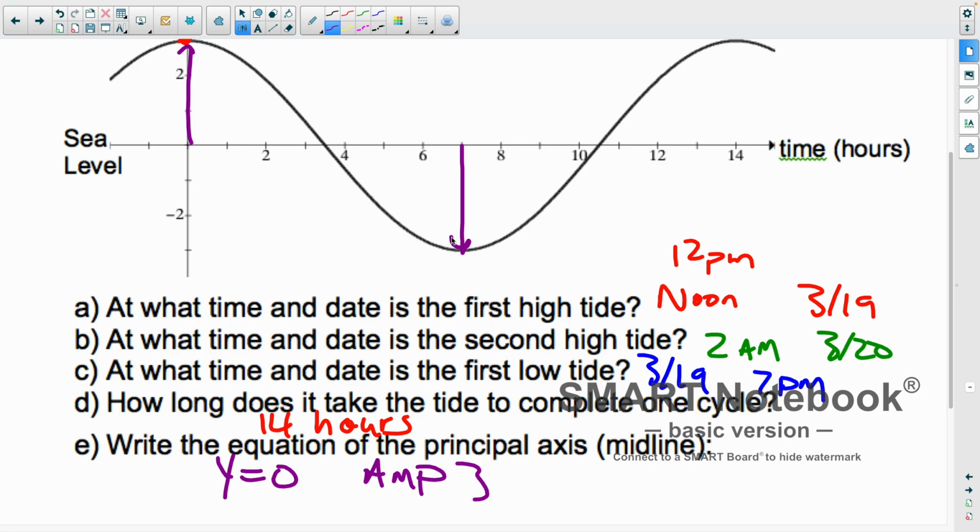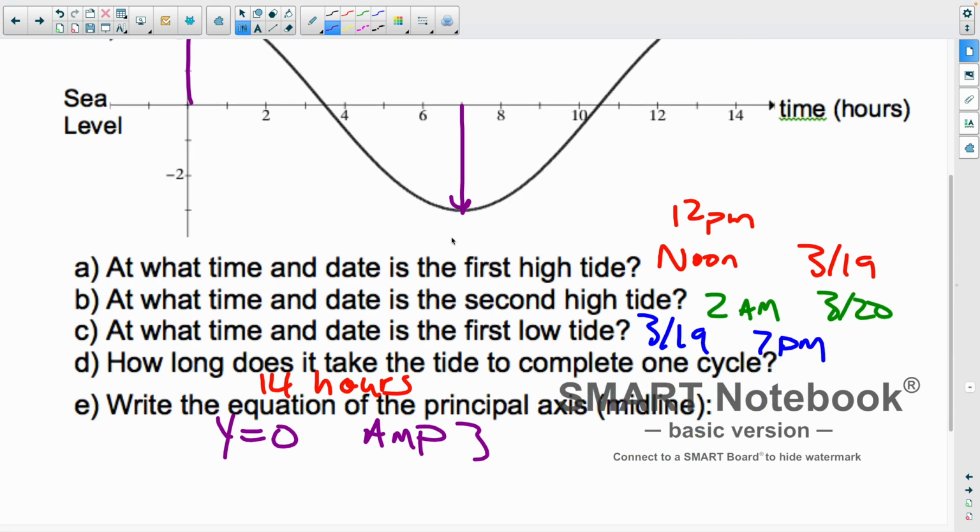Okay. Now let's take this a step further. I think we got a little bit of room at the bottom of the page. Let's write this equation. Because if we were to write this equation, then I could ask you any time, and you could tell me what the depth of the water is, or I could ask you for a certain depth of the water, and you could tell me the time. So I could use that equation to help.